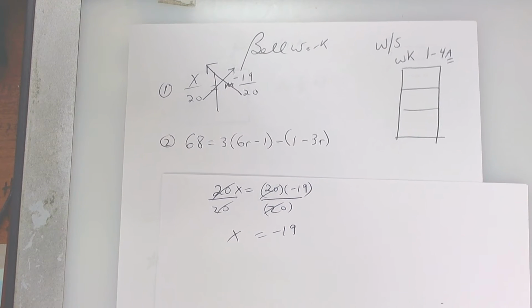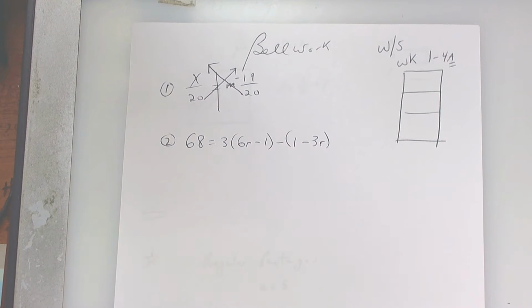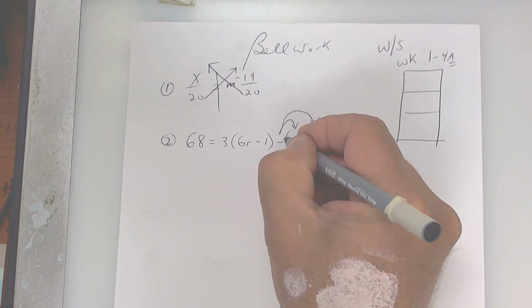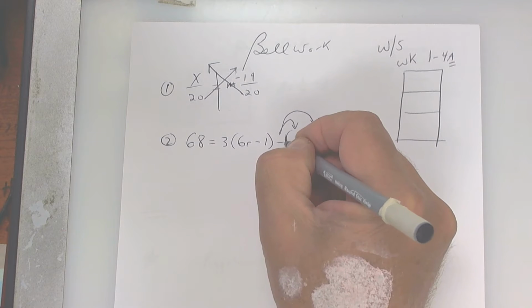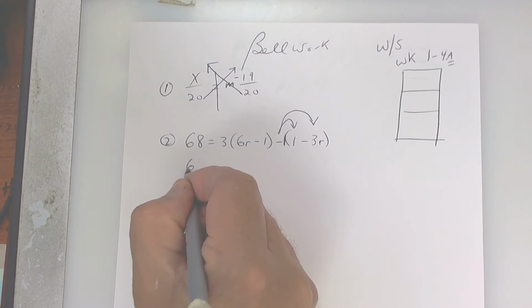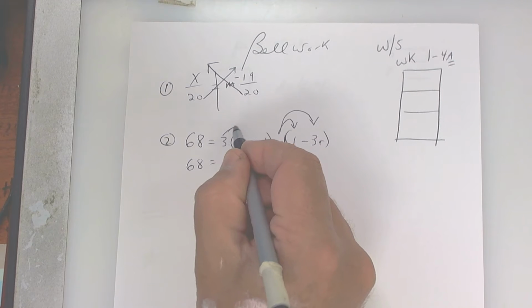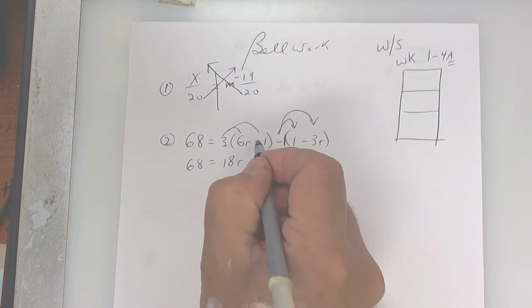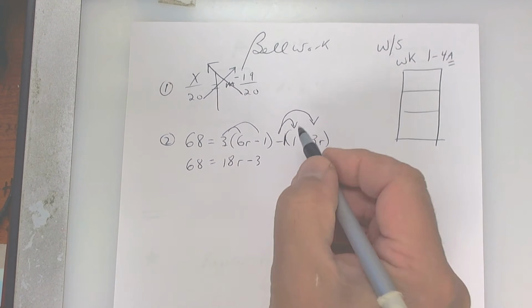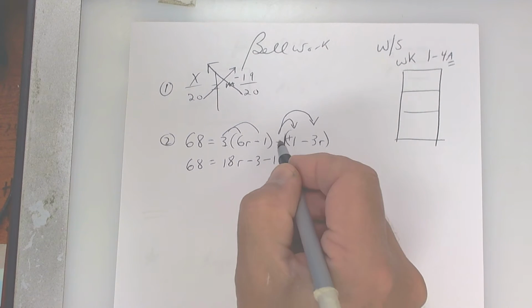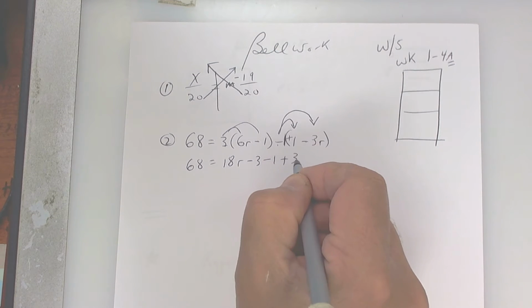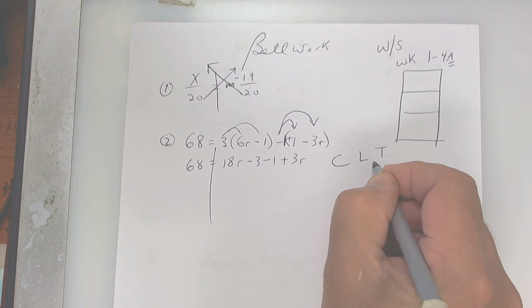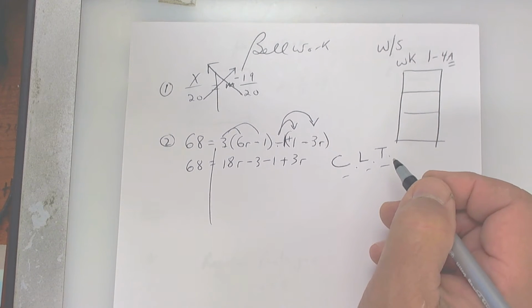On this next one right here, I'm going to distribute that negative sign. Some teachers tell you to put a 1 in front of here, and you can if you want to. So I get 68 is equal to 3 times 6r is 18r. 3 times negative 1 is a negative 3. A negative times a negative is a positive. I'm going to draw my line and then combine like terms. Say that to yourself. 3 words.